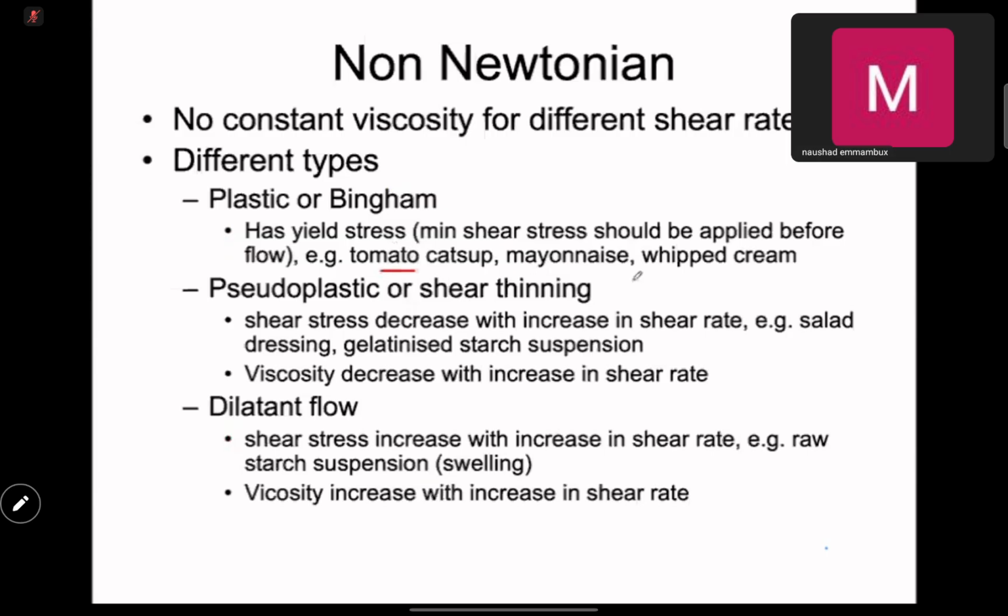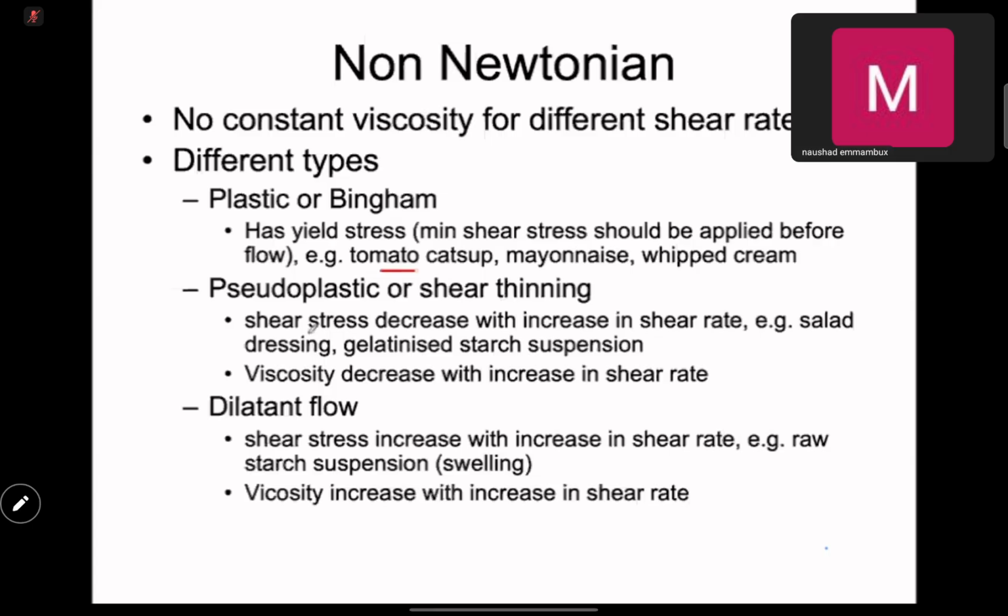Mayonnaise or whipped cream. That's why if you put it in a bottle, it doesn't come out. You need to press the bottle for it to come out. You need to shake it, and it doesn't come out that easily. You need to have a certain amount of force.